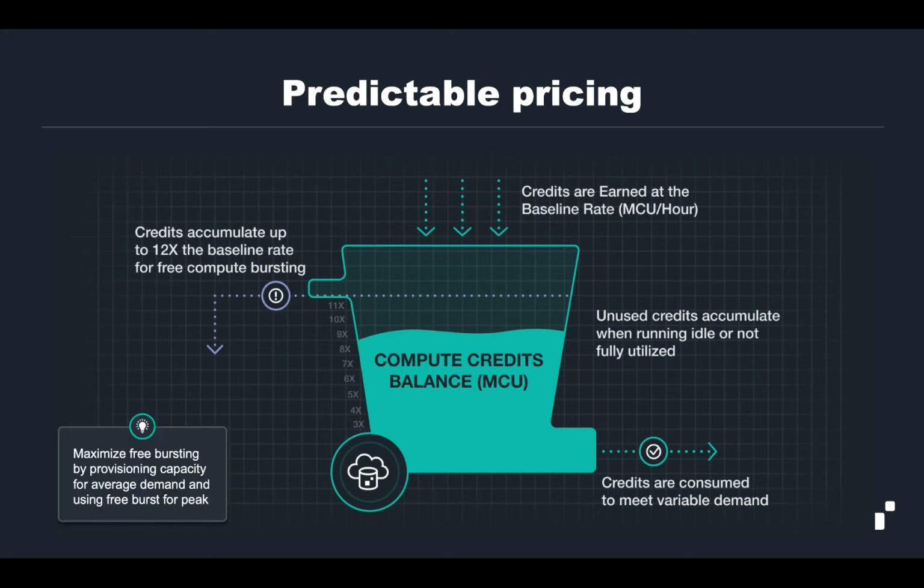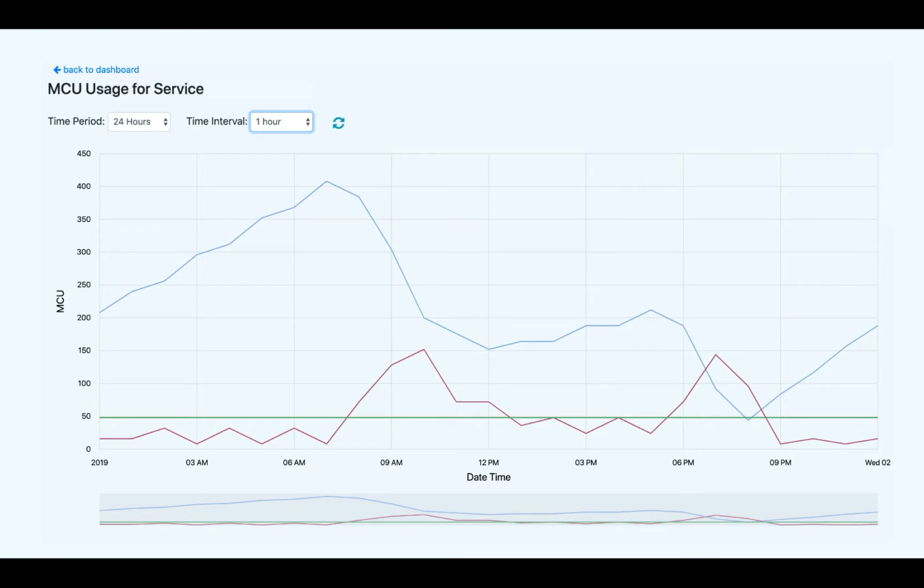With Data Hub Service, you can provision capacity for average demand and handle unpredictable demand with free bursting for an overall low predictable cost. Let us walk through an illustration of how free bursting works. The graph shows usage of Data Hub Service standard instance over the course of the day. The green line is the provision compute capacity. It is constant at 50 MCU per hour. The red line is the actual compute consumption based on the demand.